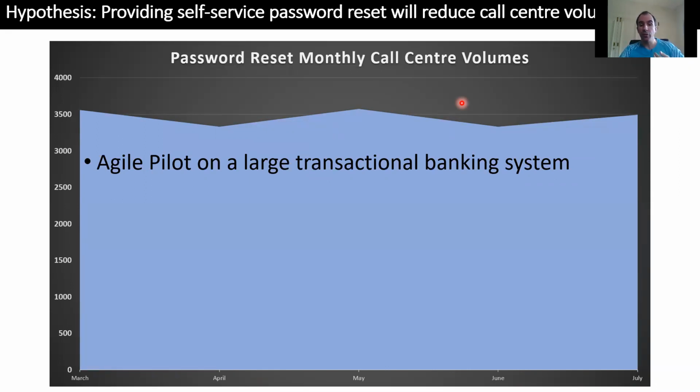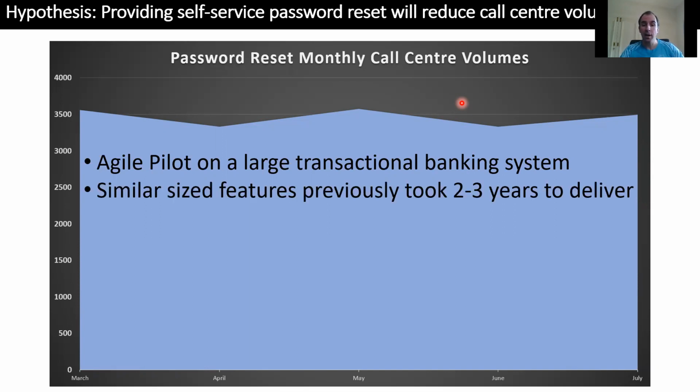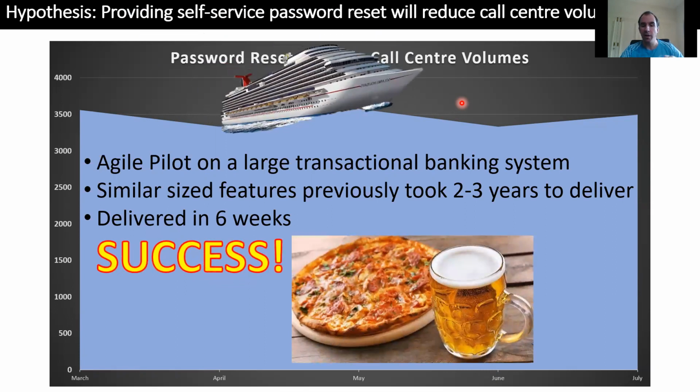So this was actually the agile pilot on a large transactional banking system. Similar size features in the past would have taken about 2 to 3 years to deliver in a waterfall type environment. And this was delivered in 6 weeks. So this was fantastic news. We had a nice party with pizza and beer. A couple of people got on the company incentive scheme and got a boat trip to Mauritius off the back of password reset. So this was hailed as a great success.